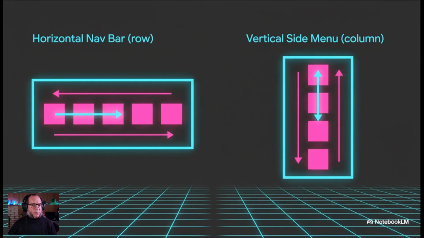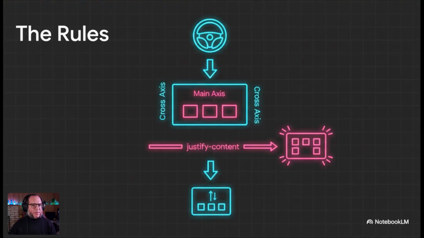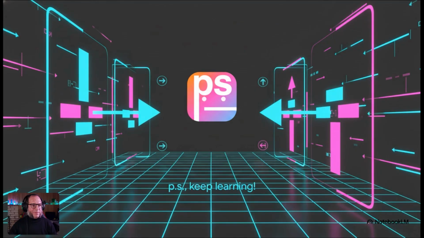Once this clicks, layouts get so much easier. Horizontal navs are just rows, side menus are columns. So remember, direction first, then alignment. Seriously, no more guessing. The rules are simple. Direction picks the main axis. Justify follows that axis. And align follows the cross. Choose your direction on purpose. Flexbox will stop surprising you and start obeying you. For real.